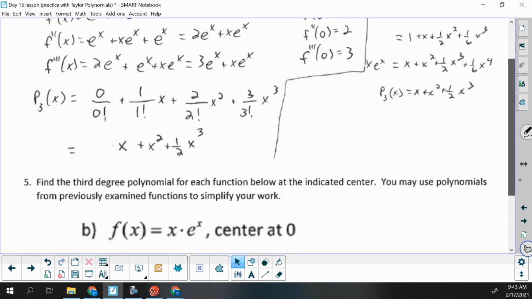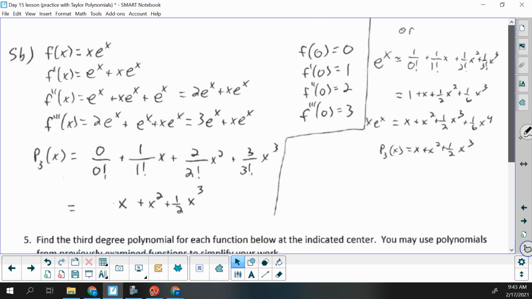So in 5b, we want centered at 0 of x e to the x. So again, you could have done it the long way, done a bunch of product rules and everything, subbing in your zeros. Or over on the right here is the smart way. This is the way you want to do it. Write out your Maclaurin for e to the x. Then we just need to multiply by x to get x e to the x, and then cut it off at the 3rd degree.